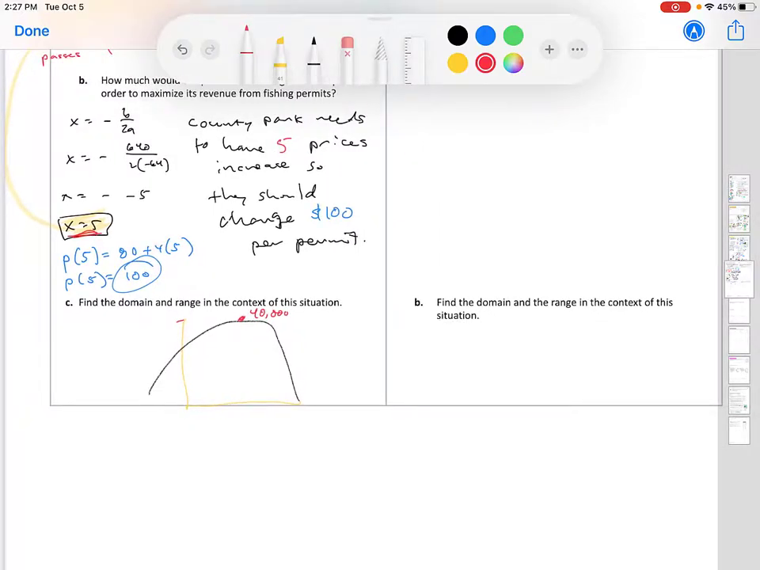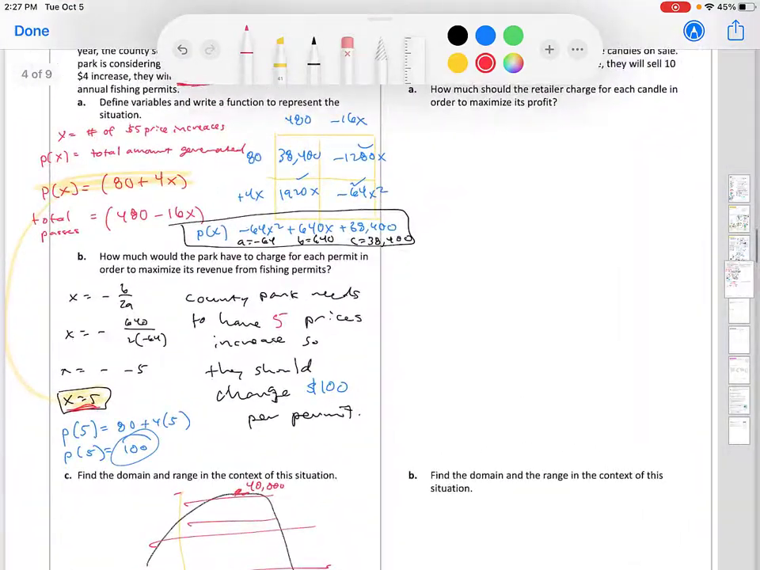Whoops, erased my domain, sorry. So range is going to be starting at 0, because your profits, you don't only want to show your profits, to what number? 40,000. So my range is between 0 and 40,000.